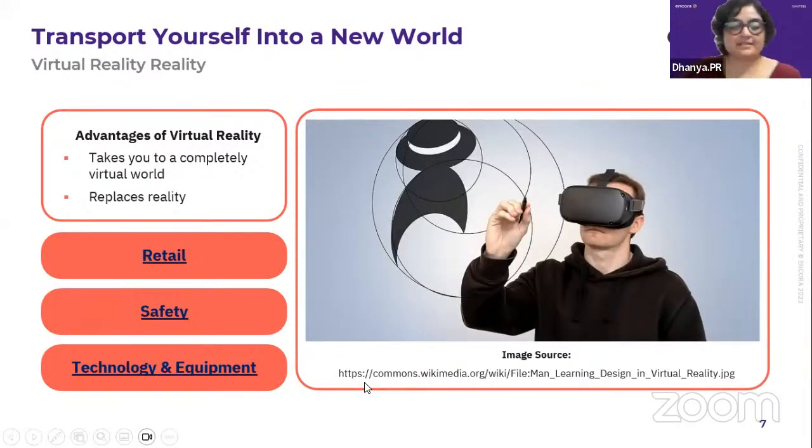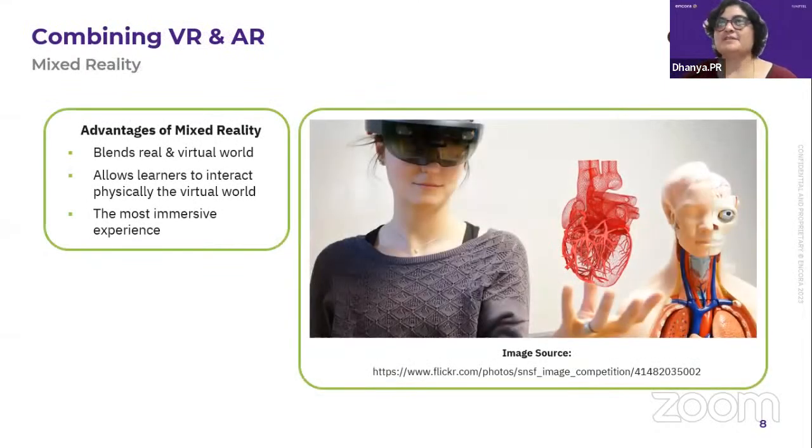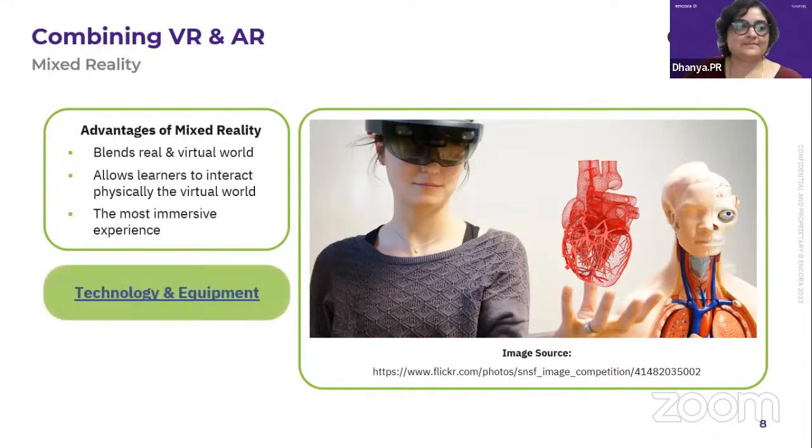So that's about VR. Now we move on to the next one, which is a combination of AR and VR, which is mixed reality. Now, mixed reality is the most immersive experience. Why is it the most immersive experience? Because we are bringing virtual objects into the physical world, and what we do in the physical world has an impact. Virtual world have an impact on the physical world as well. So it allows the learners to interact physically with the virtual world. So let me take you through an example so that will be easier to understand.